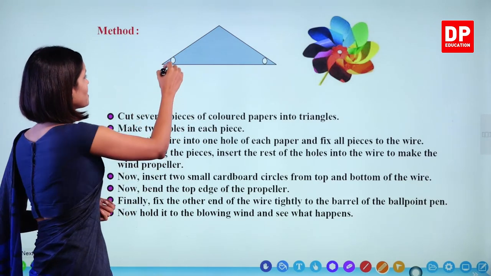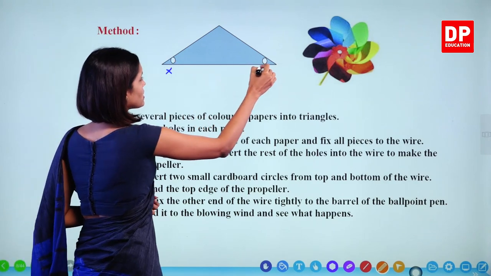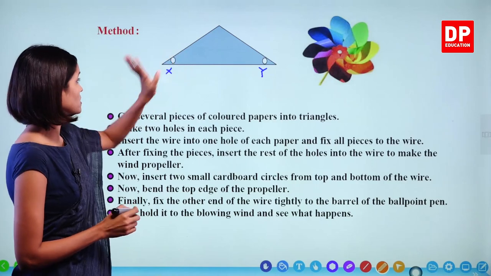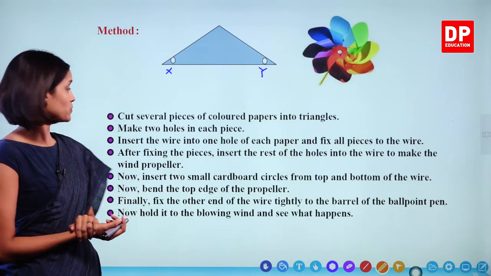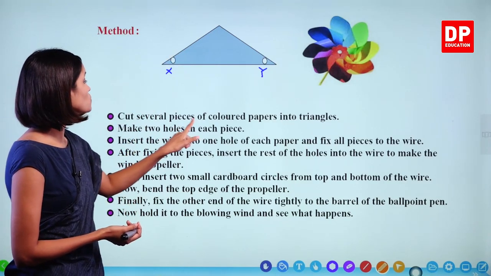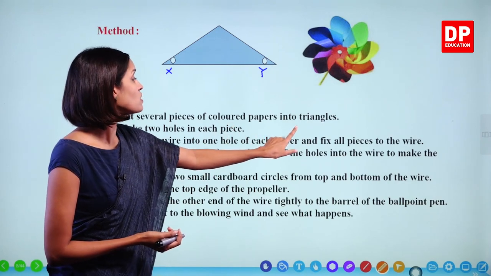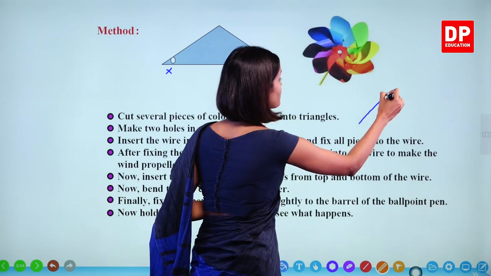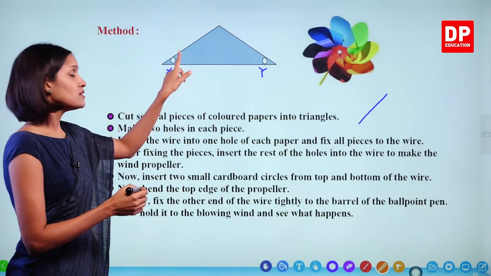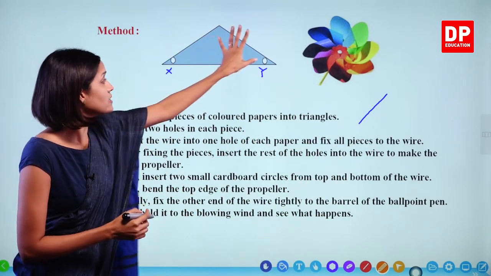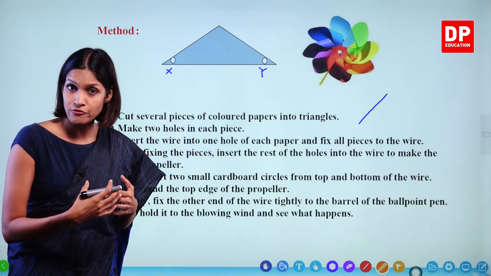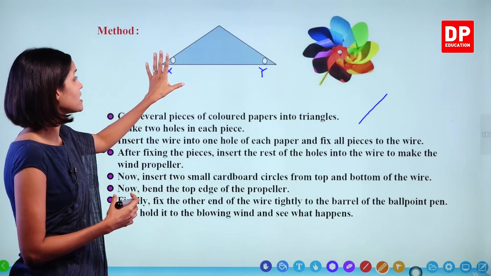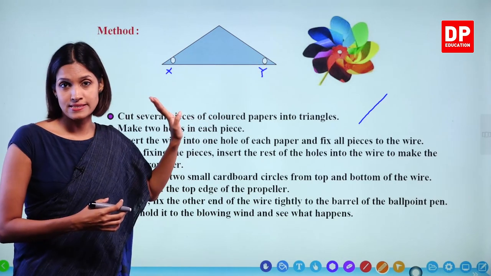We will just name them X and Y. So in each color, you have to make two holes at each side of the triangle as X and Y, okay? Insert the wire into one hole of each paper and fix all pieces to the wire. First of all, you have to take the piece of wire and insert the same side of all the triangles, different colors we have to use. So you have to insert the same side. Let's say that you have to take the X side of all the triangles.